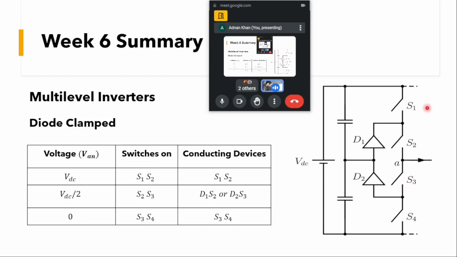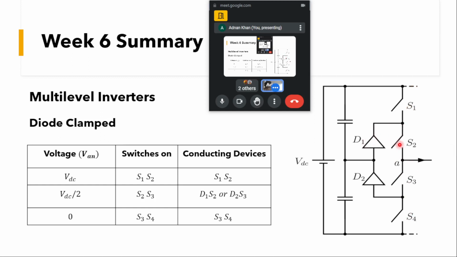Now I want to have the VDC voltage. How will I get that VDC? If I switch on S1 and S2, you can see the A point will be connected to the positive rail, and the N point is here. We'll be getting the VDC voltage if S1 and S2 are turned on. These are quite simple: when S1 and S2 are turned on, we get VDC, and with S3 and S4 we get 0. Now we'll see how we can get the VDC by 2 voltage.